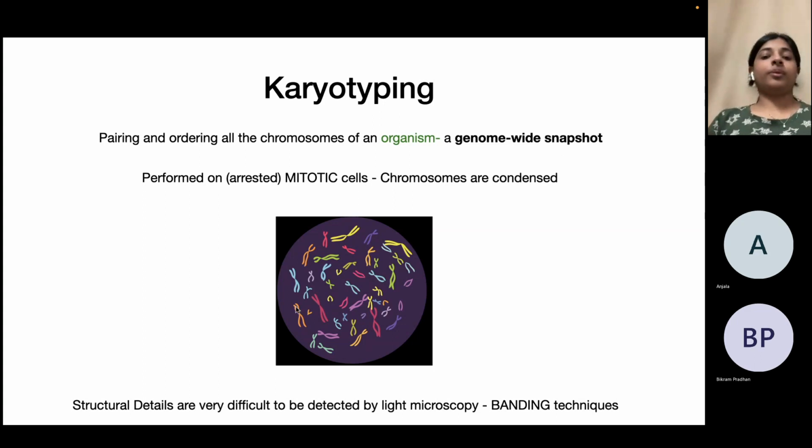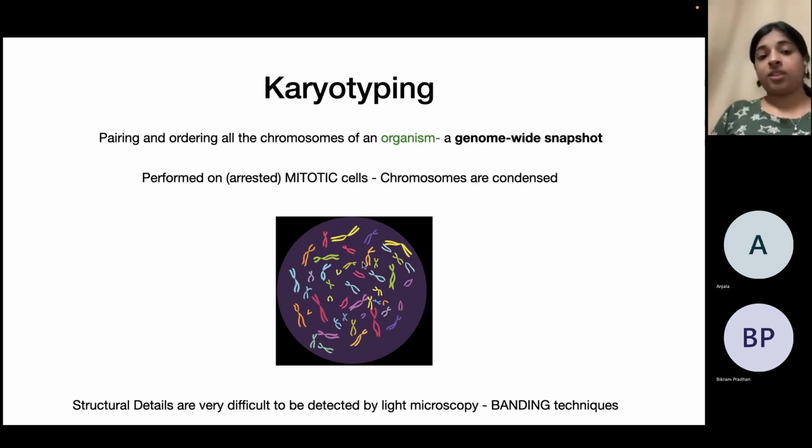For this technique to be performed, they arrest the cells in a mitotic phase. They first stimulate the cells with mitogens, induce them to divide, and then arrest them in the mitotic phase using drugs. The reason for the mitotic phase is that the chromosomes in this phase, as we've seen, are condensed. That is what you want to visualize. Otherwise, the chromatin is just a long thread-like structure, which will not really give you a picture of what is going on in the cell.